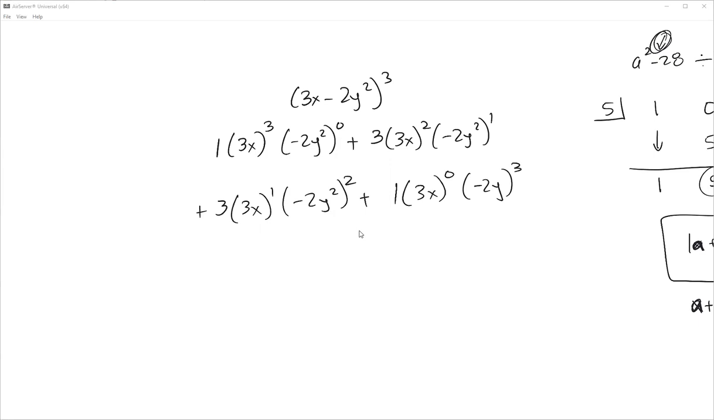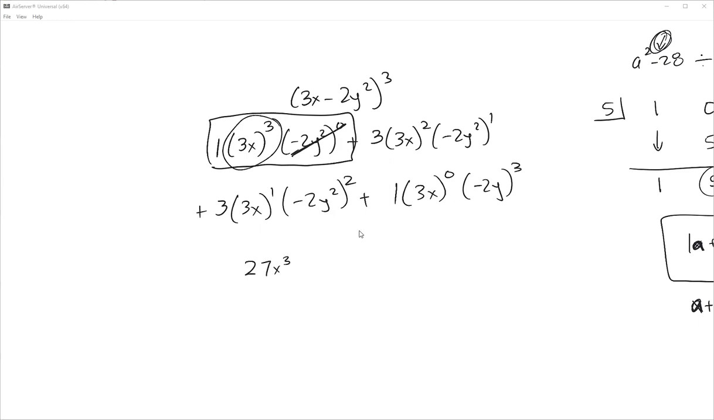Okay, so let's do each one individually. This one I could kind of cross out because anything to the zero power is 1. So 1 times anything is just itself. This is just going to be 27x to the third power.